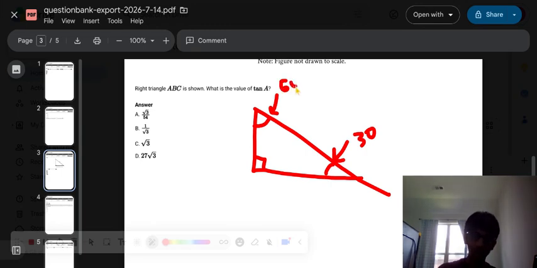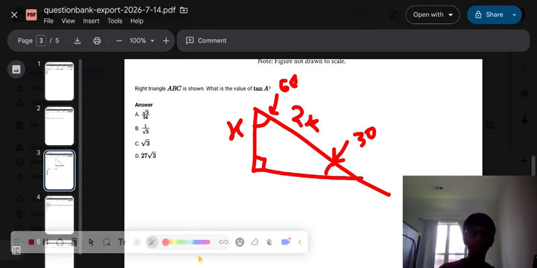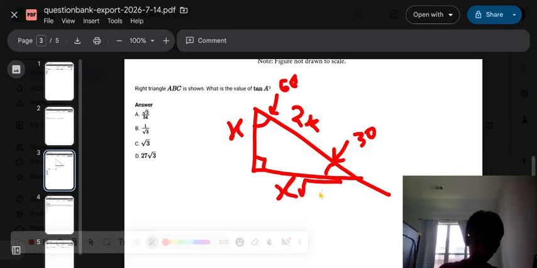Say the side opposite to the 30 is x. This would mean that the hypotenuse is 2x. And this would also mean that your side opposite to the 60 degree angle is x square root 3. And if you think about it, it kind of makes sense, right? Because if you know a bit about triangles, you know that the side opposite to your angles has a corresponding, let me put it this way.